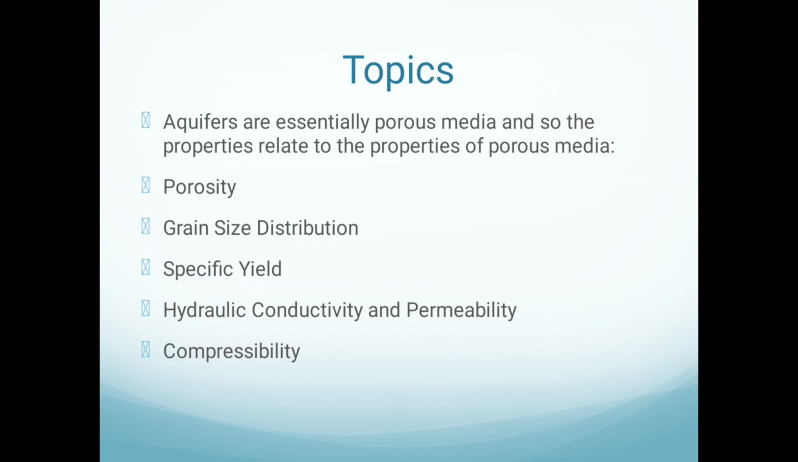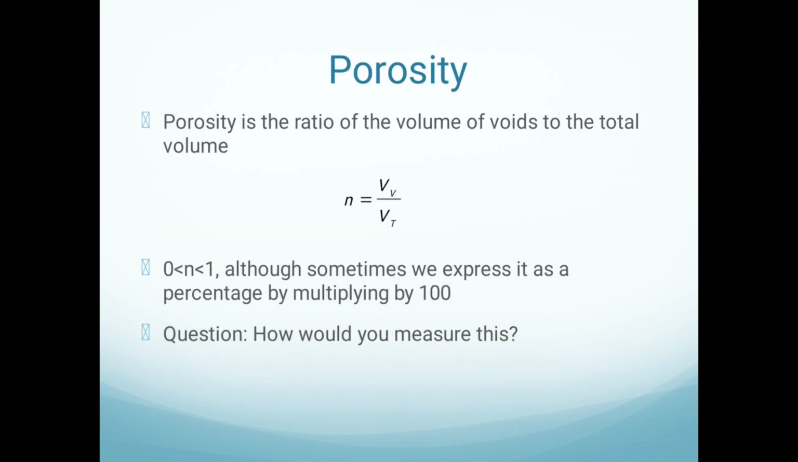Next, aquifers are essentially porous media, and so the properties relate to the properties of porous media such as porosity, grain size distribution, specific yield, hydraulic conductivity and permeability, and compressibility. At first, porosity is the ratio of volume of voids to the total volume. The formula is n = Vv / VT. Although sometimes we express it as a percentage by multiplying by 100.